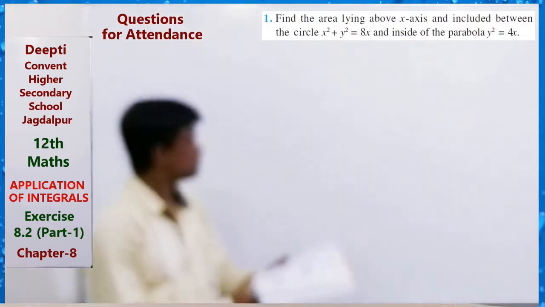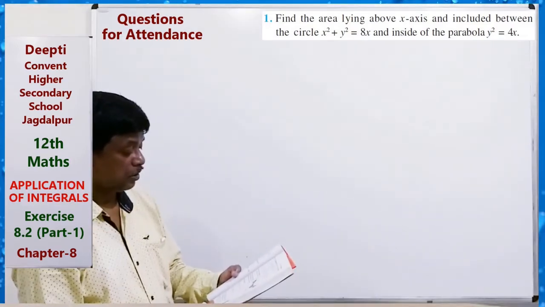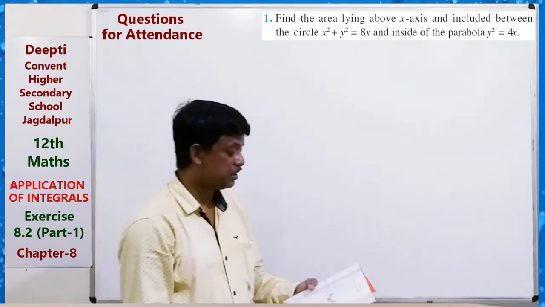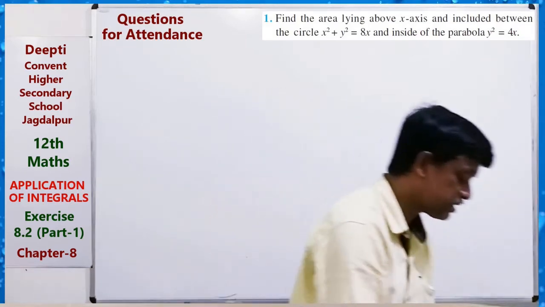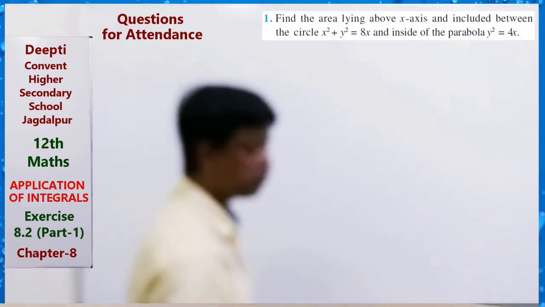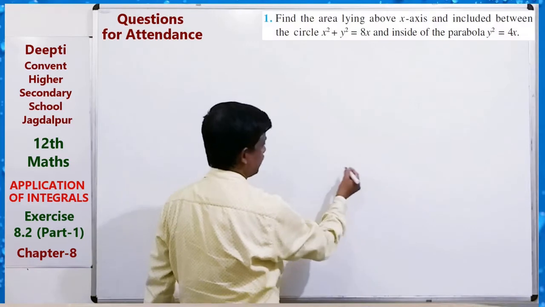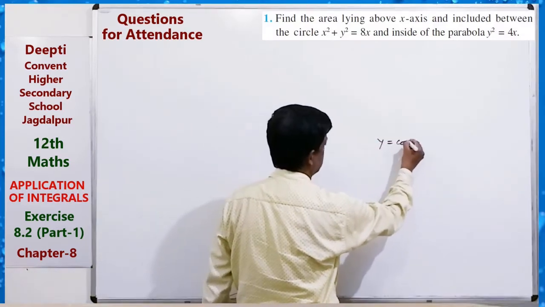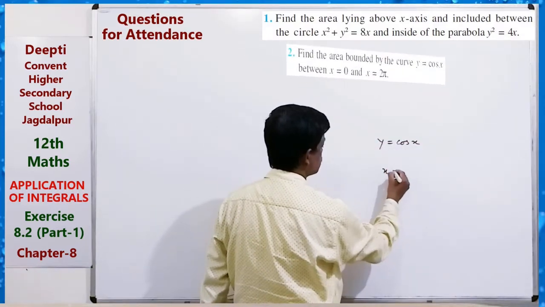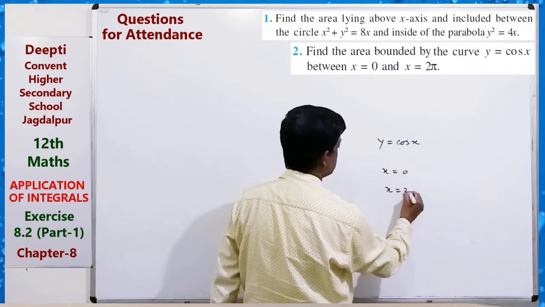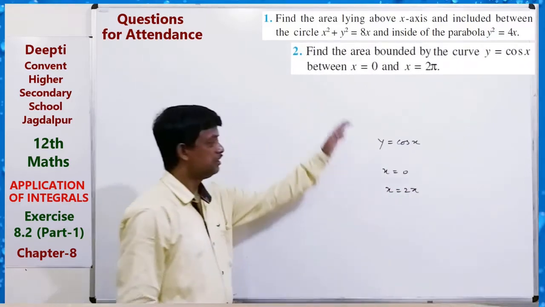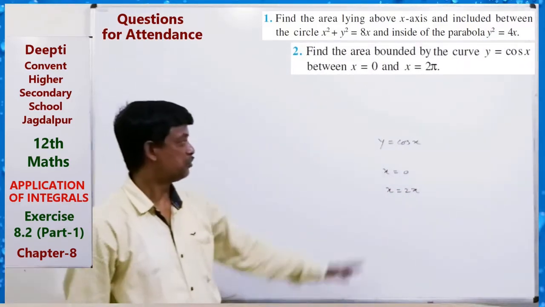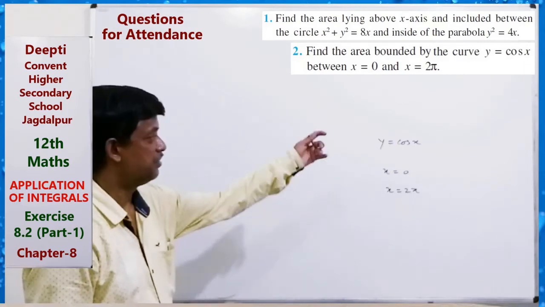The second question is: find the area bounded by the curve y equals cos x between x equals 0 and x equals 2 pi. Okay, y equals cos x and x equals 0 to x equals 2 pi. These are the boundaries. We have to find the area.